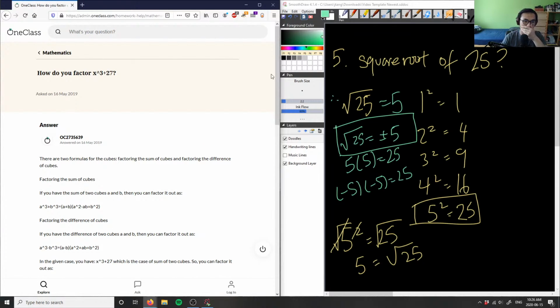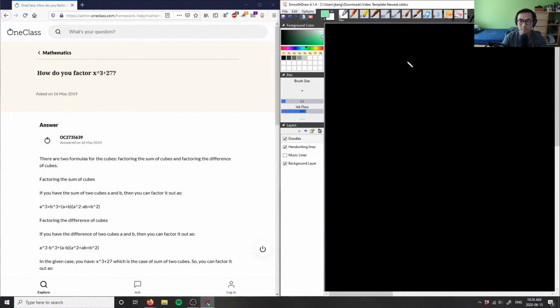All right, so number 6 here. Number 6 is asking us, how do you factor x cubed plus 27? So let's look at this problem here. This is question 6. We want to factor x cubed plus 27. So how do you factor this?